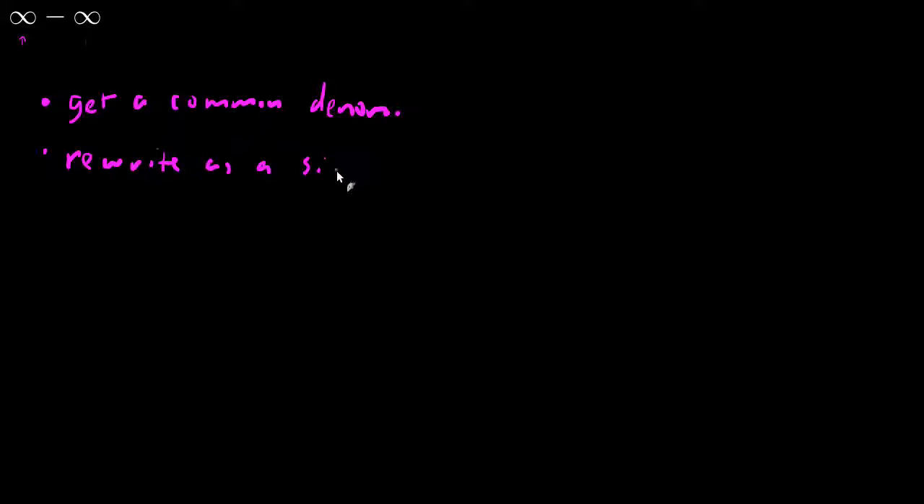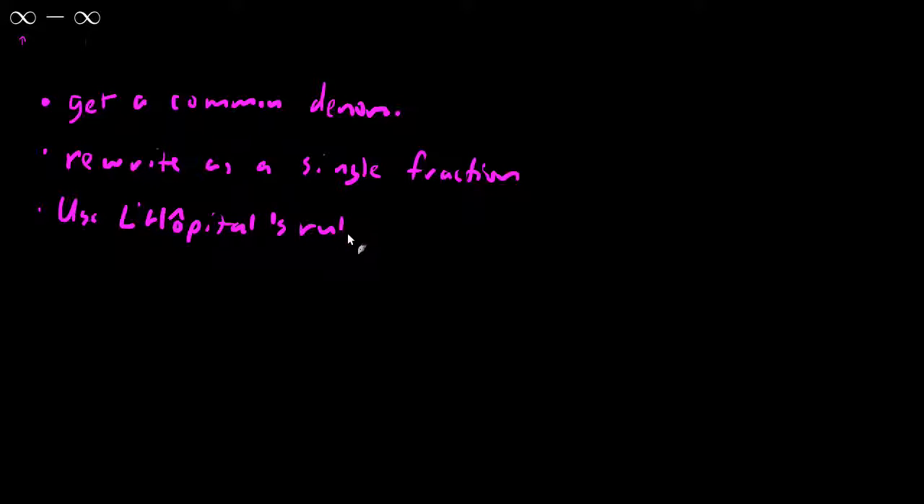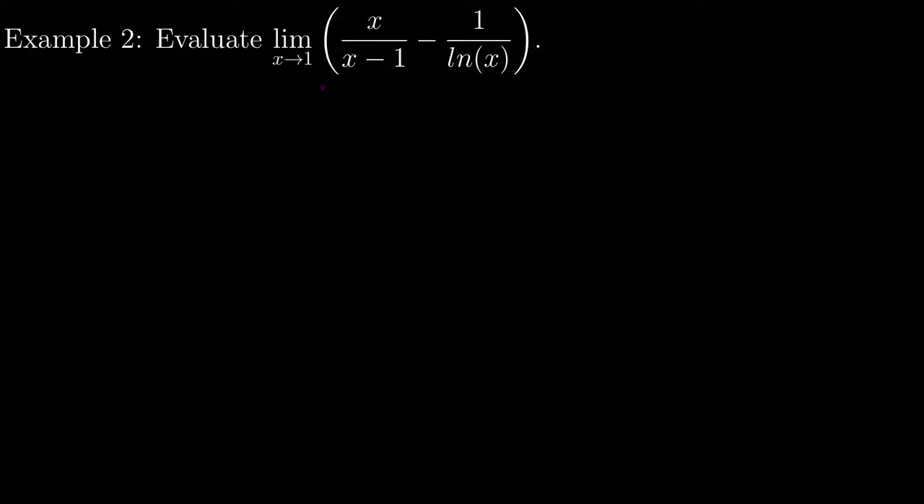So all I'm going to do for most of these cases is try to get a common denominator, then rewrite as a single fraction, and once it's in that single fraction, it's going to be in that either infinity over infinity or 0 over 0 case, and then I will use L'Hopital's rule to evaluate. So here's a quick example of that.